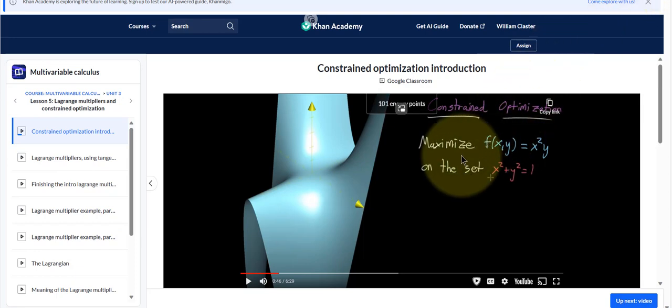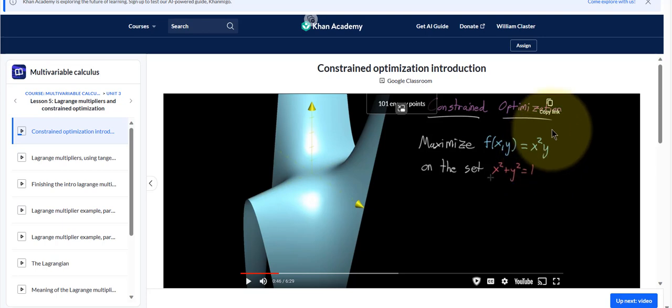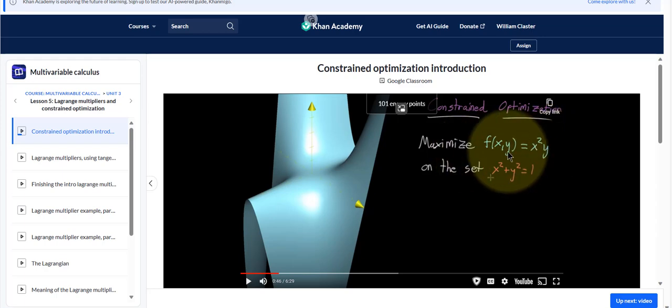So here we have a task which is to maximize a function. And this function is clearly a function of 2 variables, and we can see the way it's constructed here. So it's x squared y. So we want to maximize it or minimize it depending on the task. Here they want to maximize it.